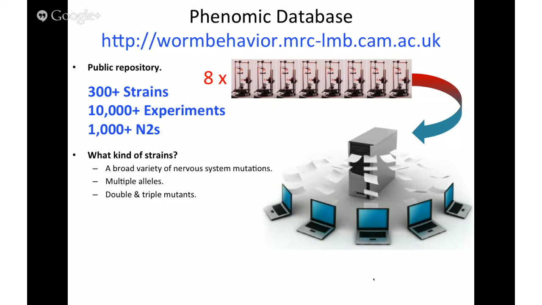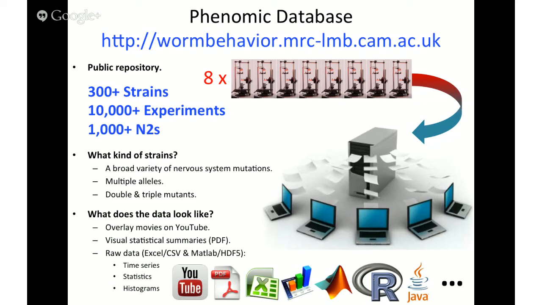And the data itself is available in many formats. Like I stated before, you can find the overlay movies with the annotation on YouTube and look at your favorite mutant. There are visual statistical summaries in PDF format, and we'll get to those soon. The raw data is available, so you can get the information for the statistics in Excel files, and you can even access the full experiments in MATLAB, so you can see from one fraction of a second to the next what's actually happening with this worm.